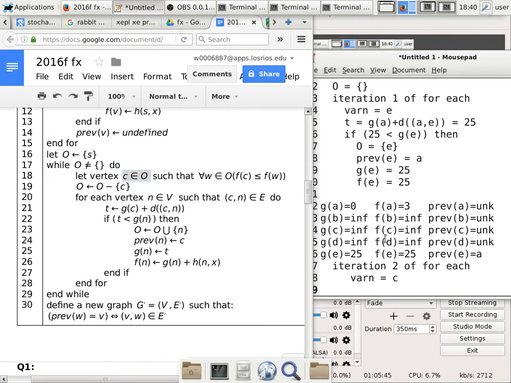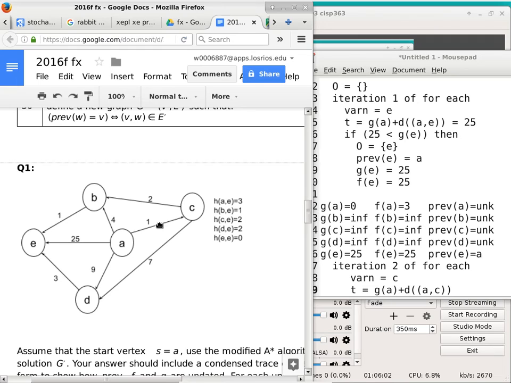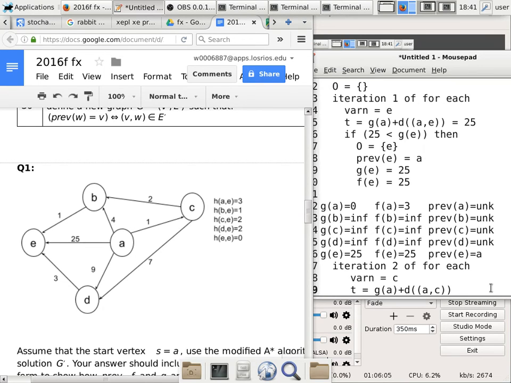The first thing is to compute T. So T is G of A plus the cost of the edge going from A to C, which is 1. G of A is 0, the cost of edge AC is 1, so that means T is 1. It makes sense, right? The cost of the known shortest path to go from A to C is 1. That makes sense to us, right?